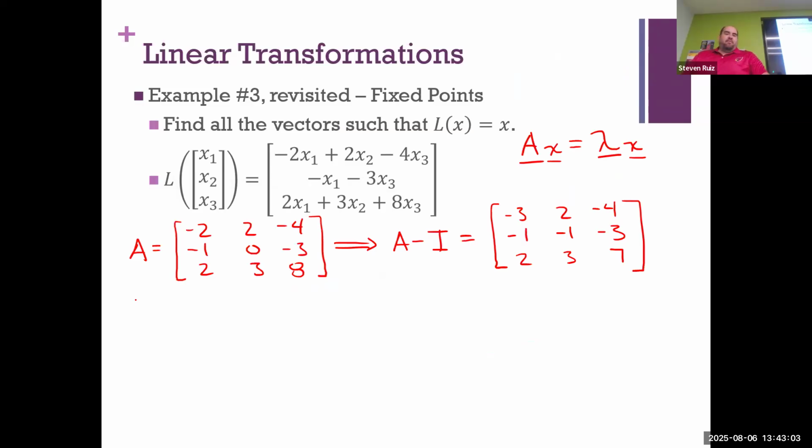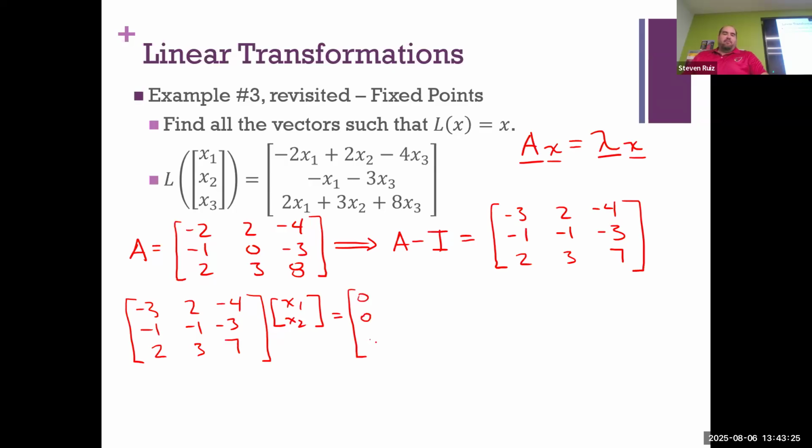We're trying to find what we need to multiply A minus I by to equal 0. So I want to find the vectors that, if I multiply this by those vectors, I get 0. There's a much shorter name for that thing that you just described. That's the null space. So now that we have found the matrix A minus I, we are looking for its null space.